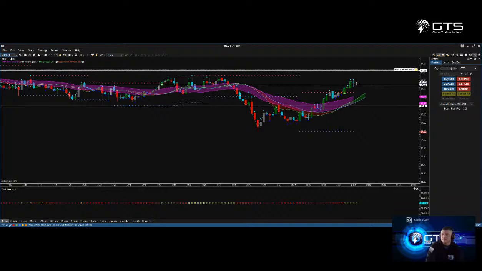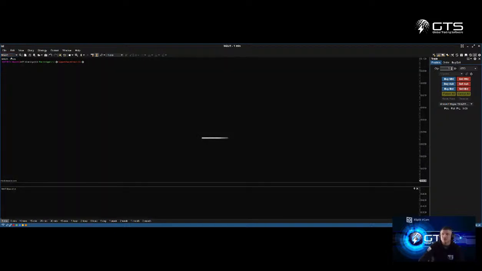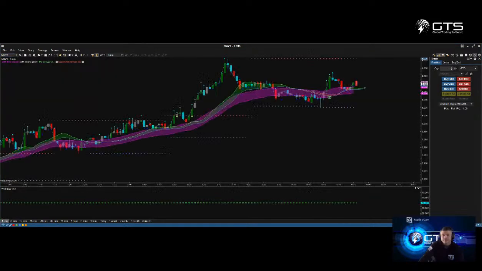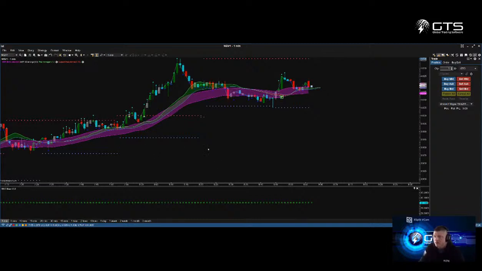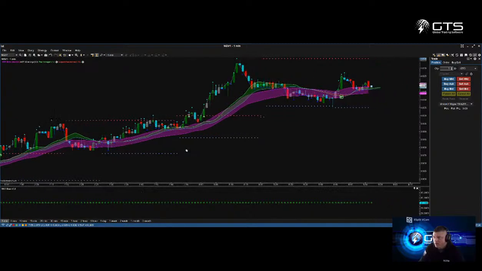All right, so oil, natural gas, NG, NGV1. Yeah, not a whole lot. There's a 6-star buy on natural gas right here. That's interesting. What's the opening range on it? Well, I guess it'd be the same opening range as the oil, right?